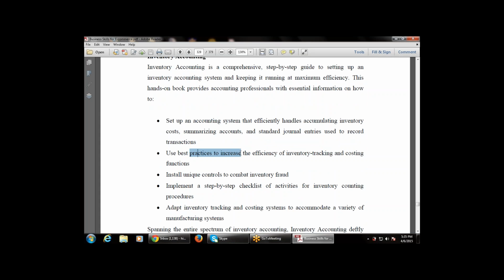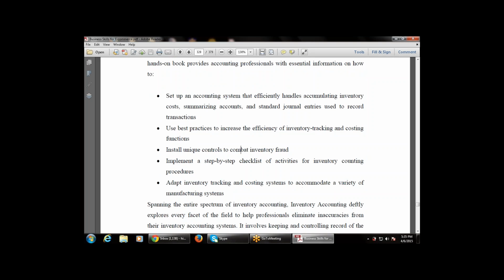Next, use the best practice. That is, in inventory accounting there is also a procedure to use the best practice, the best alternative, to increase the efficiency of inventory tracking and costing functions. Then install unique controls to combat inventory fraud. That is, install various firewalls and techniques so that inventory fraud can be controlled. Next, implement a step-by-step checklist of activities for inventory counting procedures.